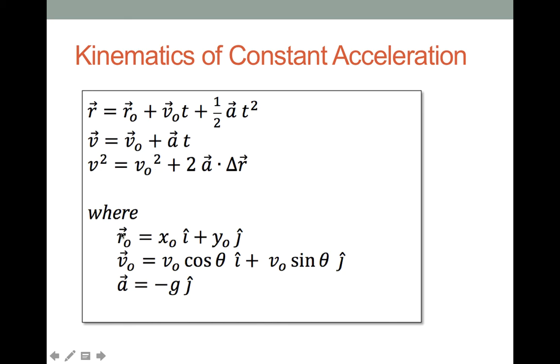The one thing is the quantities are all vectors. The initial position is the initial x and the initial y. The initial velocity, again, is a vector. And the acceleration will only have one component, which will be the y component, and that'll be at minus g. Notice here we're using the unit vectors i and j to represent x and y.